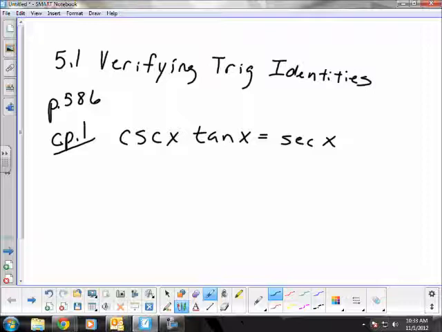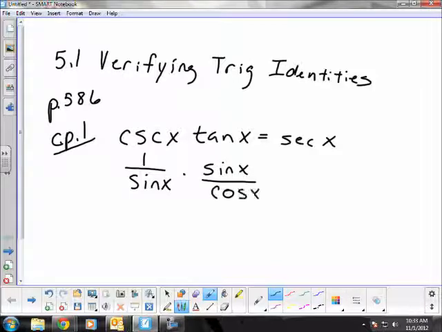So one of the things that I do when I have cosecant and tangent and secant is that I start out by using the identities that are the reciprocal identities and the quotient identities. Remember that the cosecant is the same thing as 1 over the sine of x, right? And the tangent is the sine of x divided by the cosine of x. And we're trying to make that look like the secant of x. And we're not quite there yet, right? So a lot of times I turn everything into sine and cosine.